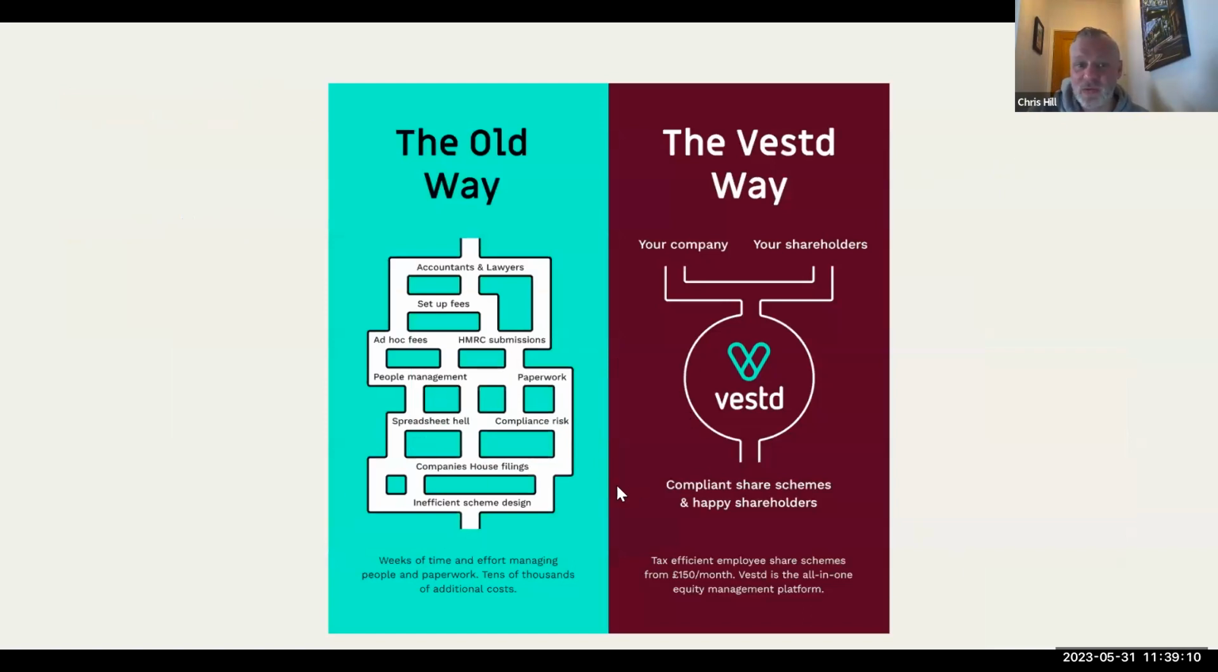So, when you do things the old way, you speak to accountants and lawyers, the setup fees, any ad hoc fees, you have to do all your submissions yourself, the paperwork, spreadsheet hell. I speak to a lot of people who talk to me about spreadsheet hell, whereas if you do it through Vested, it's just all in one place. So the company, you as the editor, would have everything: the cap table, all the Companies House submissions, all the growth shares or options that you've issued, all in one place. All the reporting is there. And it's just all done through that.